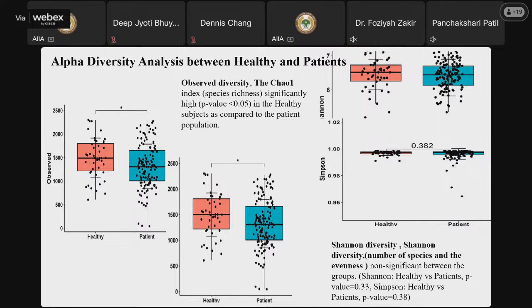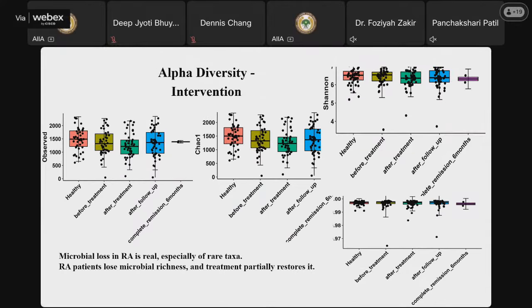So what we understood from the study is that there is a diversity difference between the healthy and patient microbiome when specifically analyzed with the CHAO-1 index, significantly at a p-value less than 0.05 in healthy subjects as compared to the patient population. So you can see the healthy subject and the patient, the microbiome diversity or species richness is high in patient, which is a good information to collect. Whereas with Shannon diversity, where the number of species and the evenness were analyzed, we could find non-significant results between the healthy and patient groups. But the species richness showed significant results at a p-value less than 0.05.